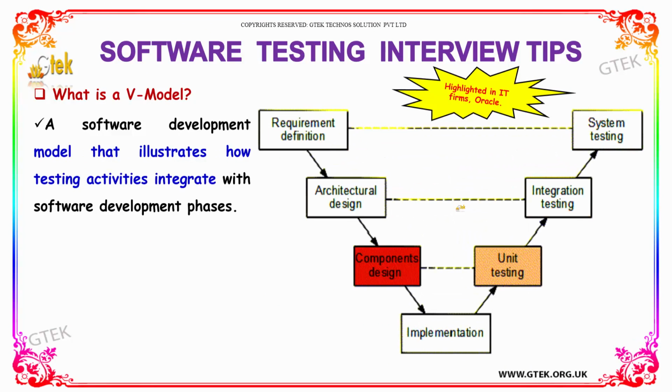Our next question is, what is a V-model? The answer is a software development model that illustrates how testing activities integrate with the software development phases, known as your V-model. Here, if you see, we are mapping the testing techniques with the software development phases. So this is your V-model. These patterns of questions are highlighted in IT firms like Oracle.